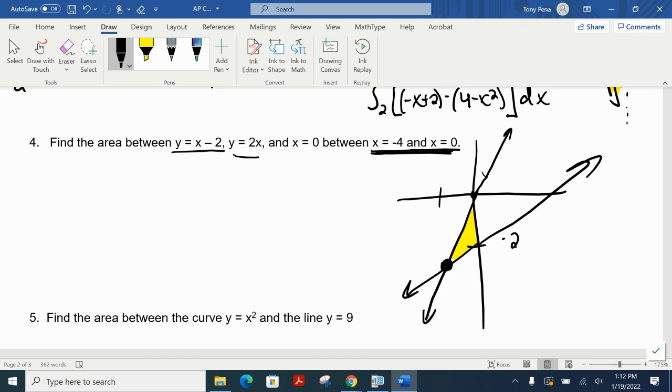So we want to identify that right off the bat. We're going to figure out where these intersection points are. So set them equal, subtract that x over, and we find pretty quickly that they actually intersect here at the x value of -2.